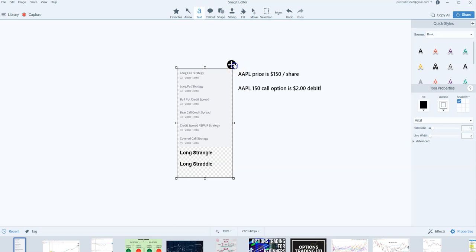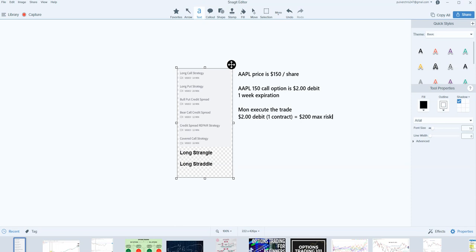This is what it means. If I buy a $150 call option, let's say that I go out for a 1 week expiration. Let's say it's Monday and I buy this $150 call option for $2. So execute the trade, right? It's a $2 debit, which for one contract is going to cost me $200. That's going to be my max risk.